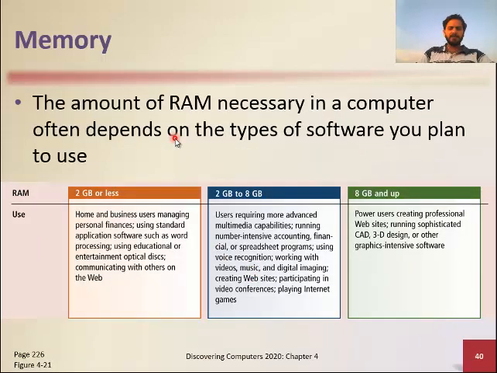Here is an example of what type of memory we need. If you are just a home user or a light business user, you just need some word processing software, or we're just working with some Excel software, so we go for 2 GB or less of RAM. That is enough for us. But when we need a little bit more, for example we need videos to run on your system, you have to increase the capacity of the RAM. So it works with 2 to 8 GB.